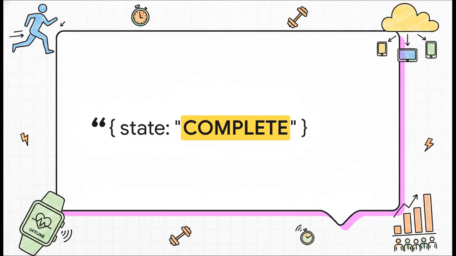And this is the crucial update. When you finally hit that save button on your phone, the app sends this one little command. Setting that state to complete is the trigger that tells our whole backend system, okay, this workout is done. It's time to process the data, finalize everything, and get it ready to share with friends.